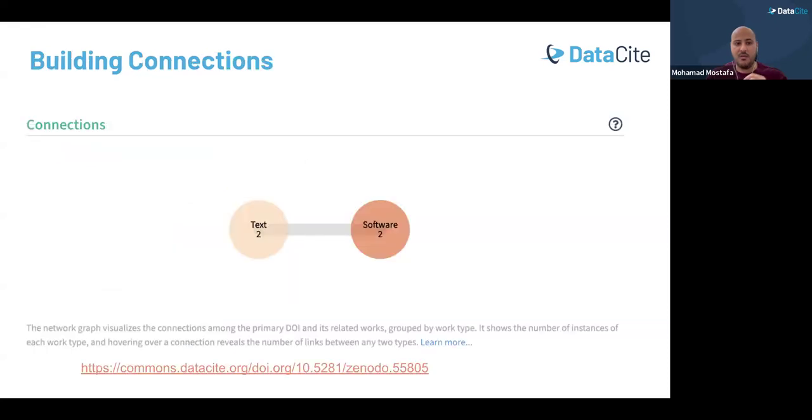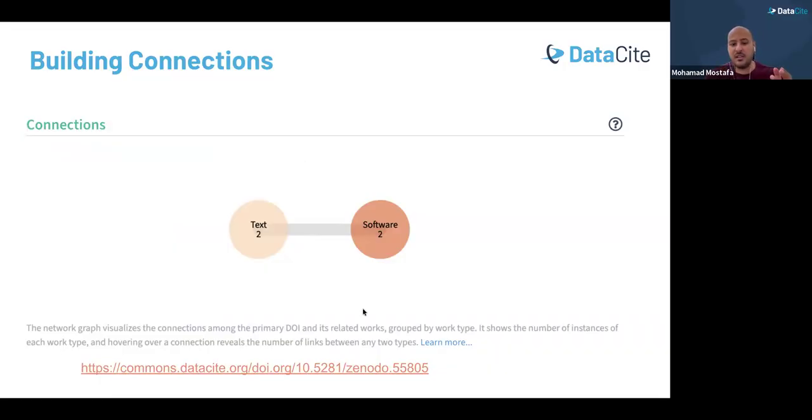And another important point as well, as we highlighted when we were talking about the DataCite metadata schema, is giving the opportunity to build these connections. So if the research software that you are publishing is related to a journal article, a data set, a text or a report, within our metadata schema, you can build that connection.